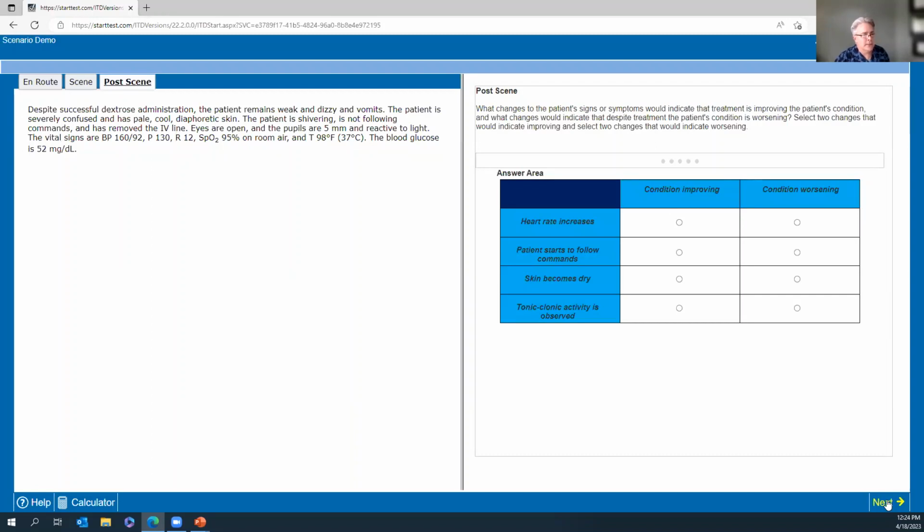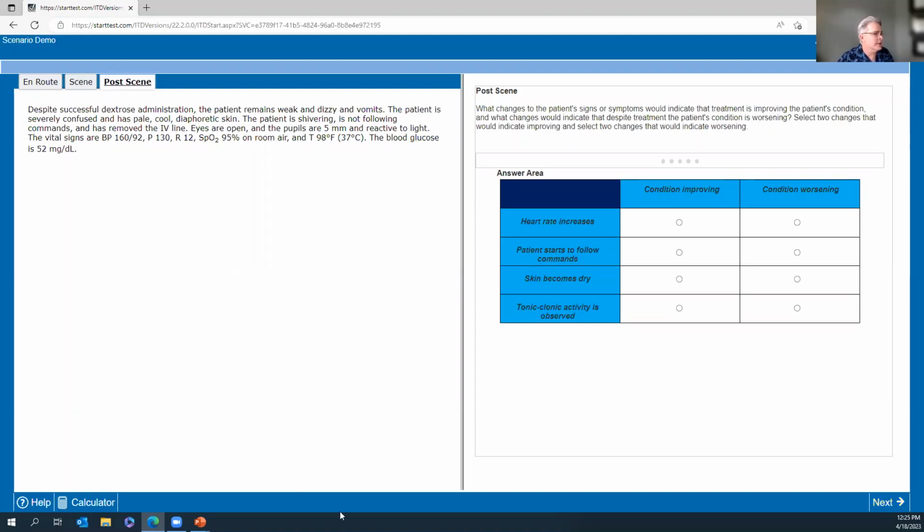The third novel TEI that we're using is this one, which I call an options box. So we ask, put things in the right bucket here. So if the patient's improving, what would we see? If the patient's not improving, what would we see? So the question asks, what changes to the patient's signs and symptoms would indicate that treatment is improving the patient's condition, and what changes would indicate that despite treatment, the patient's condition is worsening? Select two options that would indicate improving, select two changes that would indicate worsening.